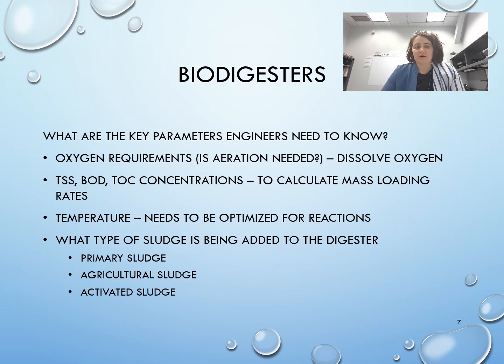So we can have sludge or sediment coming out of a primary clarifier that we're treating. We can have agricultural sludge, we can have activated sludge, and all of these different types of sludges have different properties, and they're going to need a little bit of a different operation of the biodigester in order to adequately treat those types of sludges because they have different components in them.